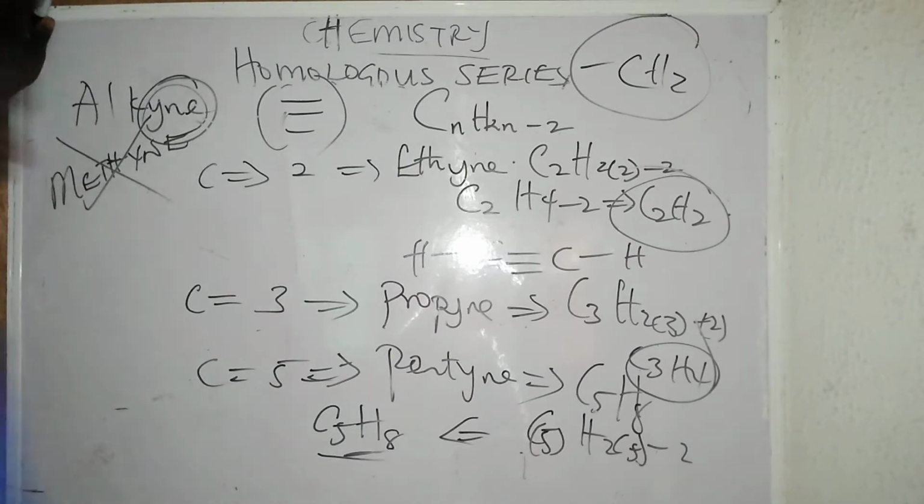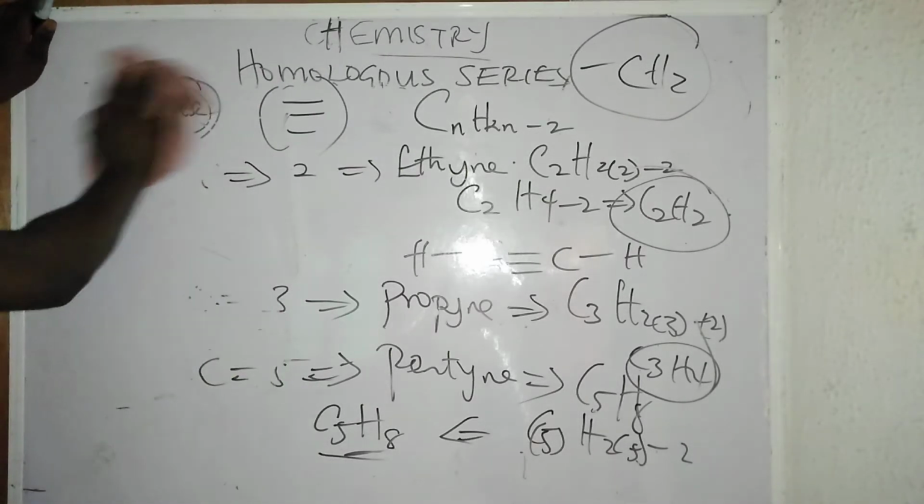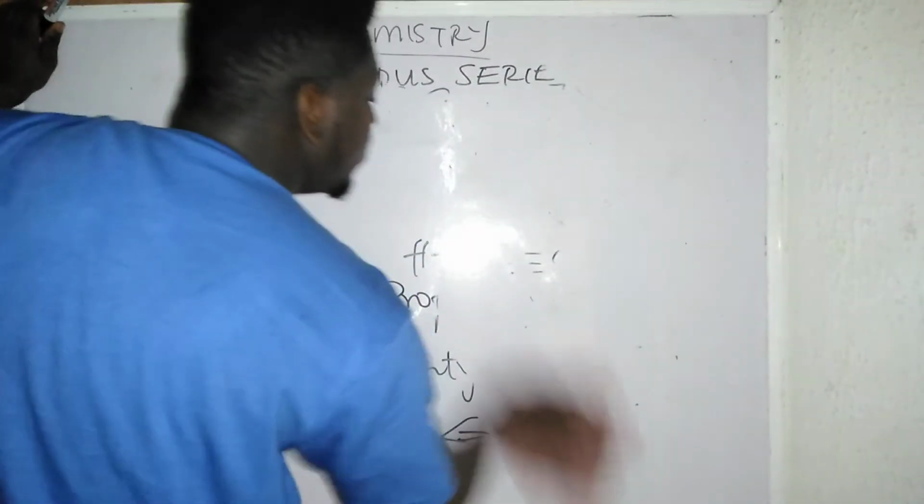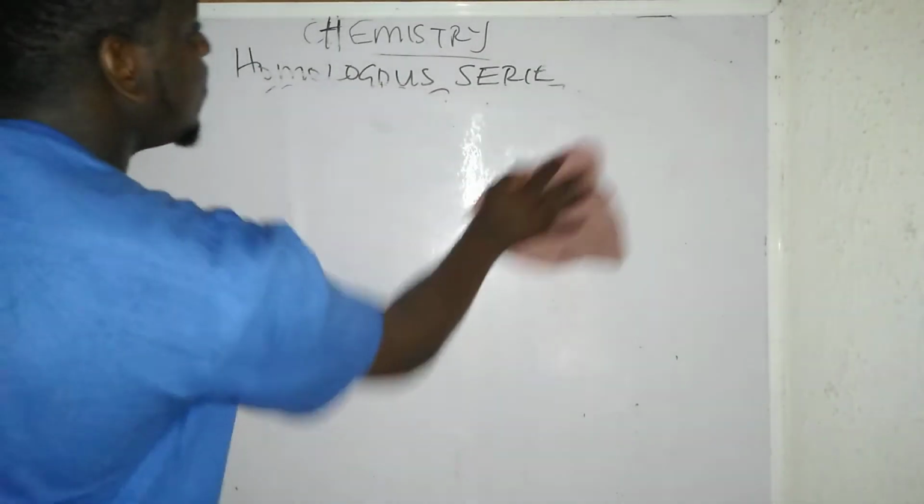So that is that on the alkyne family. We are getting advanced into other higher members of the homologous series.